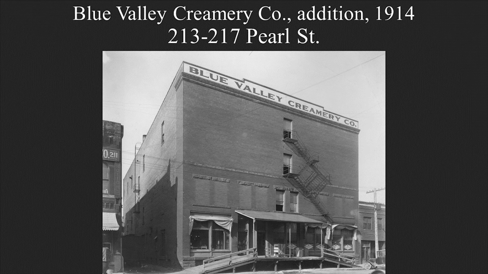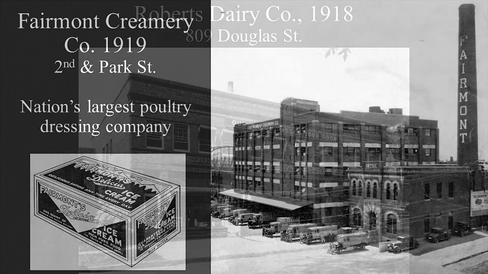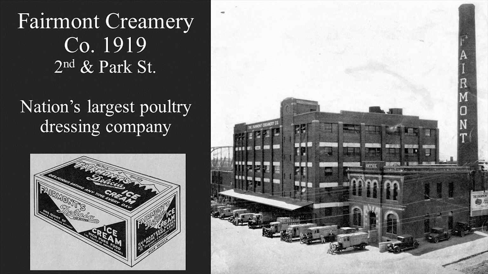Keeping in the dairy business, we have Blue Valley Creamery Company. They'd been in Sioux City since 1907, but added the top 2 floors to this building in 1914. They were located at 2nd and Pearl Streets. Roberts Dairy Company, which was a chain, opened a location in Sioux City in 1918 at 809 Douglas Street. Fairmont Creamery, also a chain, opened its largest facility in Sioux City in 1919 at 2nd and Park Street. This was also the nation's largest poultry dressing company.